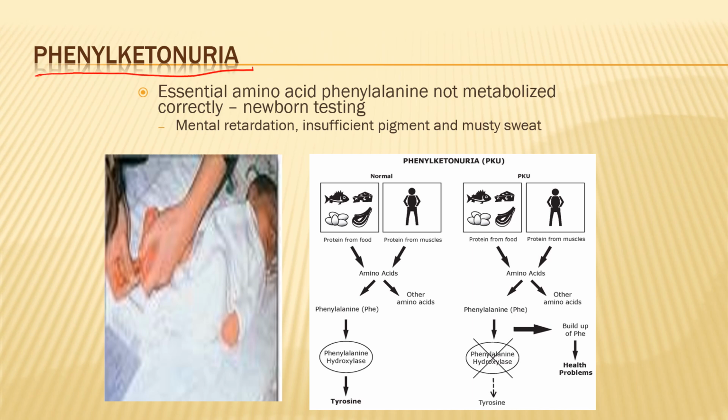Phenylketonuria, PKU, is a defect in an enzyme. And it's an enzyme that breaks down the amino acid phenylalanine. If you remember from earlier in the semester, we talked about amino acids. They're the building blocks of proteins. There are 20 different amino acids. One of those amino acids is phenylalanine. And phenylalanine we get from food. So when you eat foods that contain proteins, you're getting phenylalanine.